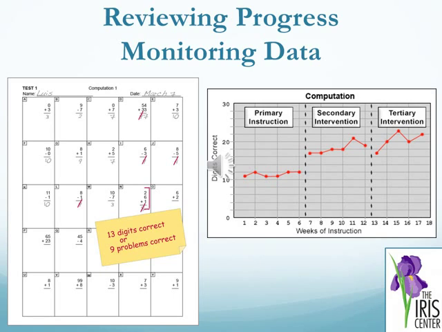The teacher should draw a dotted vertical line to indicate when a new intervention begins. This will allow the problem-solving team to compare the progress made during the different levels of intervention.